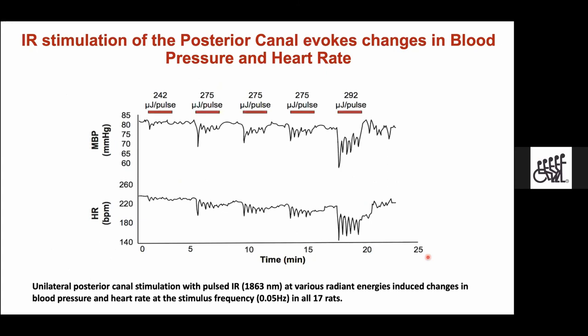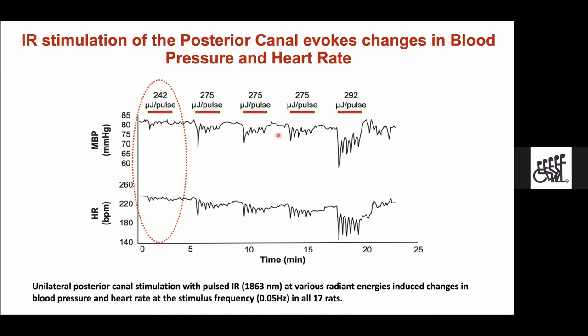And what we found, lo and behold, was that once you reach a certain threshold, which is indicated over here on the left, this is one rat, which was implanted with that sensor, and then the next day stimulated with the infrared radiation of the posterior canal, the moment you turn it on, and so on the top, what you see, these red bars are the duration of the infrared stimulation. So this is the vestibular stimulation that we were providing. And what you saw was a drop in blood pressure. This is the mean blood pressure, and the bottom is the heart rate. And she saw a drop in heart rate as well.